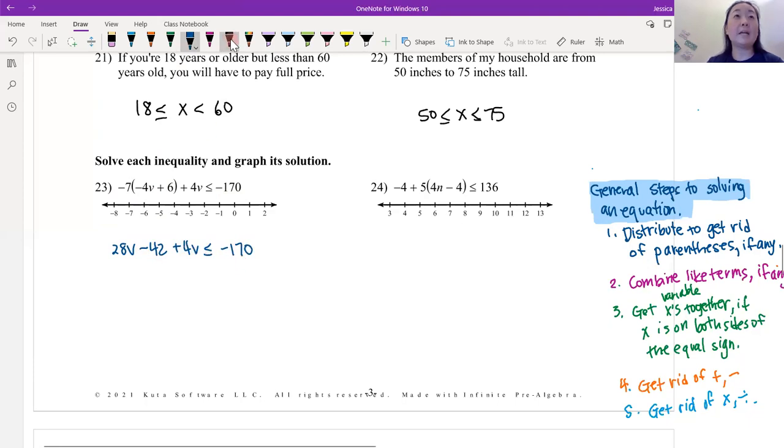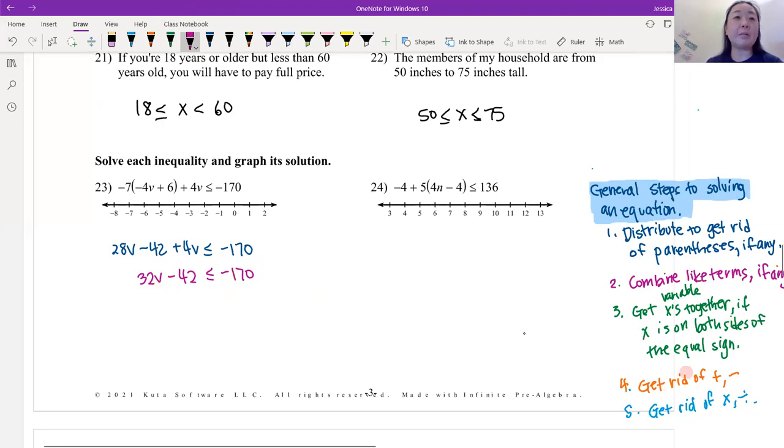Okay, and then the next one says combine like terms. We have like terms, so move this over here. I noticed that I have the 28v and the 4v, so that's going to be 32v minus 42 less than or equal to negative 170. So far everything has been the same as equations, right? Get the variables together, but I only have one variable here, so I can skip that step.